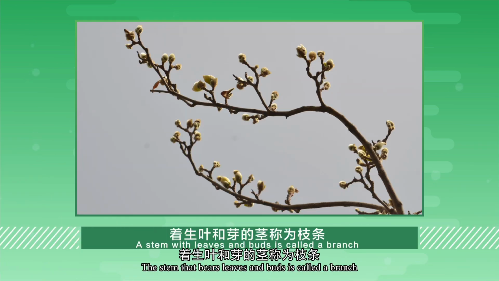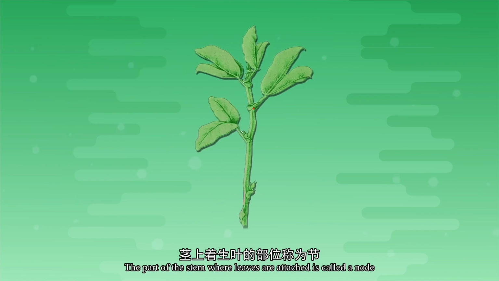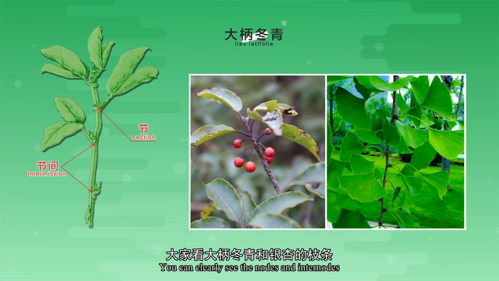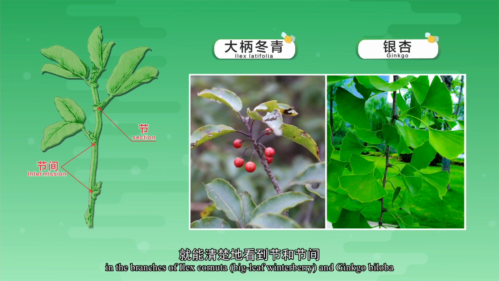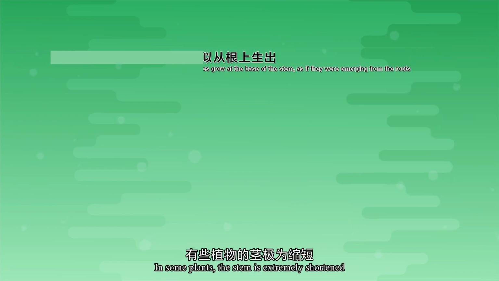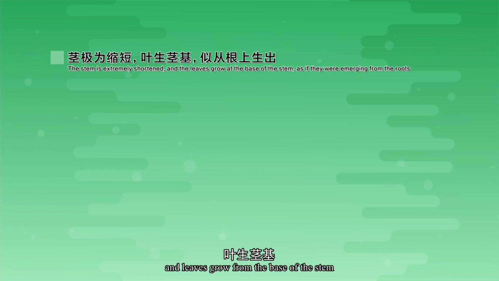The stem that bears leaves and buds is called a branch. The part of the stem where leaves are attached is called a node, and the section between two adjacent nodes is called an internode. You can clearly see the nodes and internodes in the branches of Ilex cornuta, big leaf winterberry, and Ginkgo biloba. In some plants, the stem is extremely shortened, and leaves grow from the base of the stem, seemingly emerging from the roots.